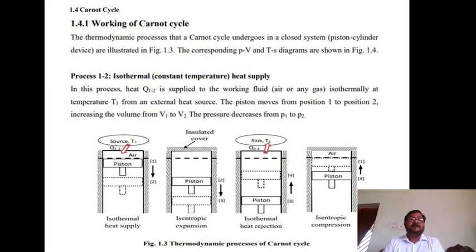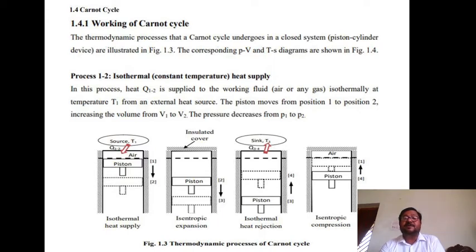A very important cycle is the Carnot cycle. The Carnot cycle is a thermodynamic process that undergoes in a closed system, a piston and cylinder device. The corresponding PV and TS diagrams are given in the next slide, but for now take this as a piston and cylinder arrangement. Here the heat is supplied to the working fluid, air or any gas, isothermally at temperature T1 from an external heat source, which means we are not burning anything inside the engine cylinder. An equal quantity of heat is supplied into the engine cylinder.